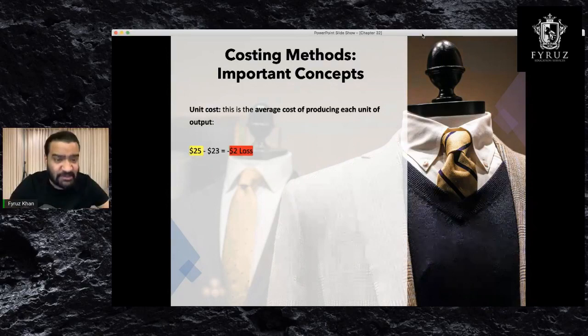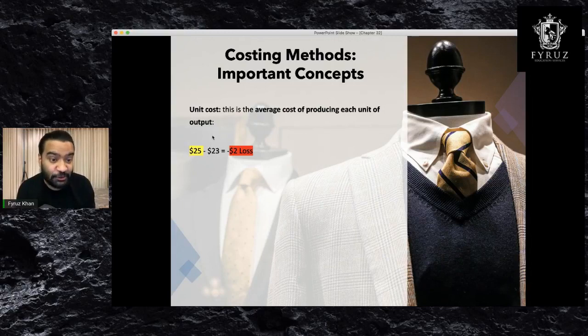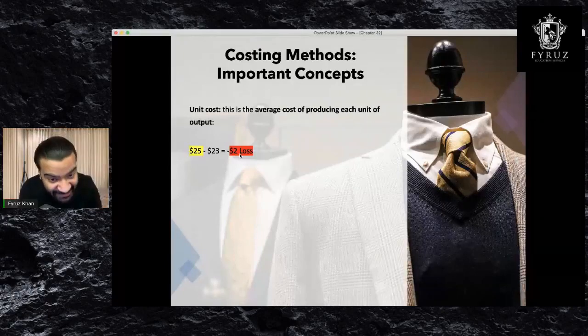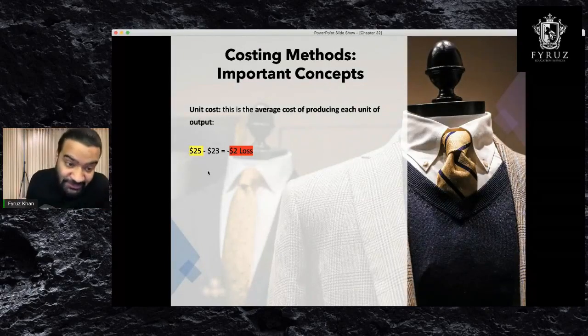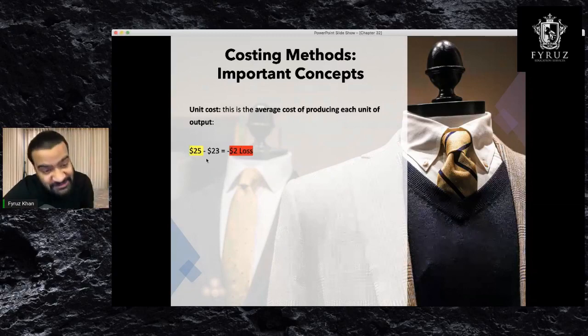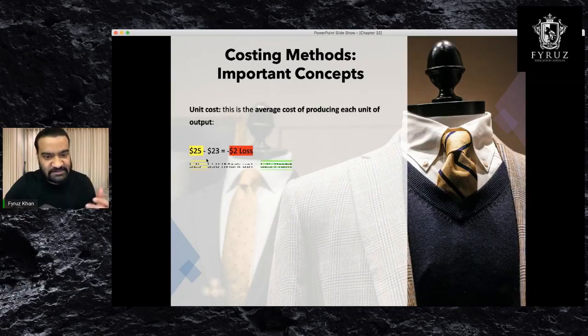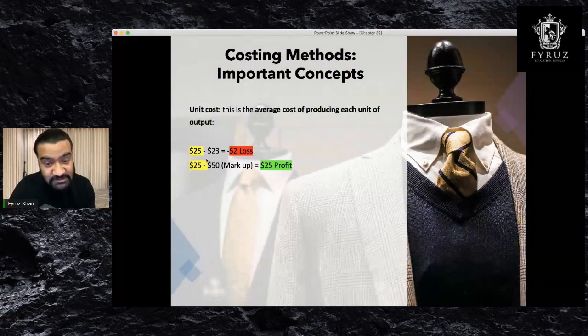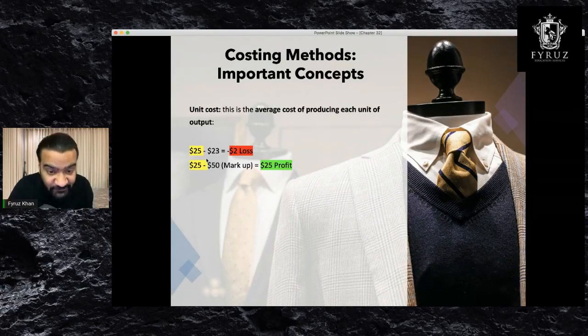Let's say the unit cost of this tie is $25. And if you charge $23, you'll make a loss of $2. So it's very important for you to know the exact unit price. If you don't know the exact unit price, you may charge something very unrealistic, and you may make a loss. Let's say it takes $25 to make this tie, and you charge $50. You've made a profit of $25. $25 is your markup. Okay?